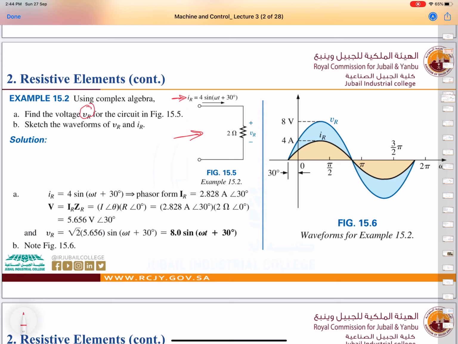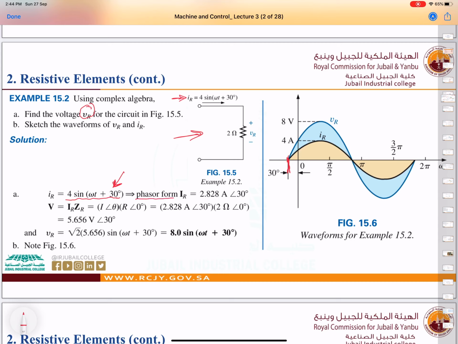So IR is equal to 4 sine omega t plus 30. As we know that the current and the voltage are in phase, so they should start from the same phase shift. So the voltage must be starting with 30 degrees. As you can see here, they start from 30 degrees. That's why they are in phase.